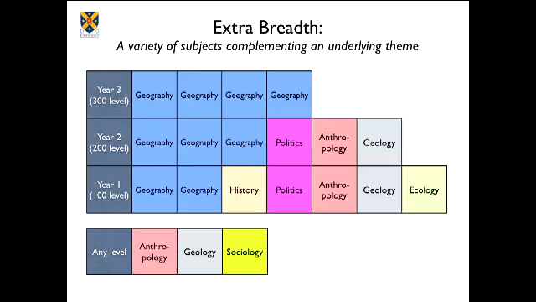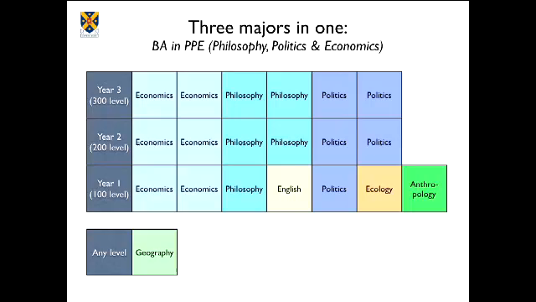Again, it's all on a sort of general theme. You can do something called an interdisciplinary major. A good example of this, a very popular degree, is what's called the PPE degree, and PPE stands for Philosophy, Politics and Economics. So on this graph, all the blue subjects are all part of the major: the economics courses, the philosophy courses and the politics courses.